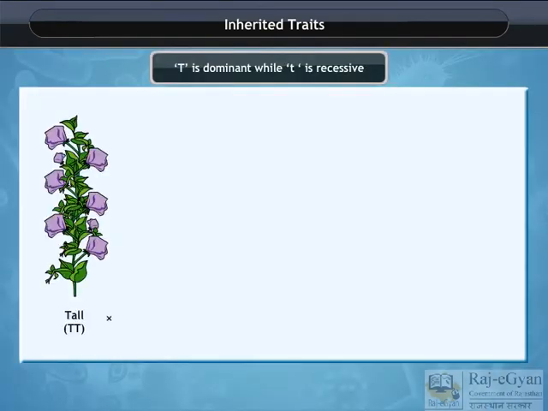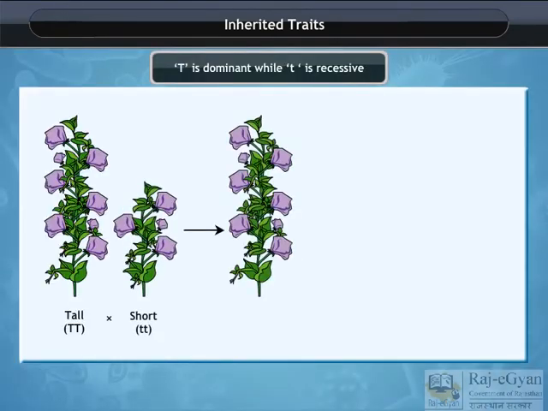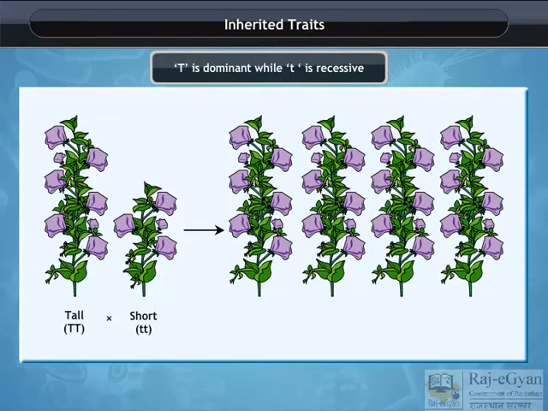Mendel took a tall plant and a short plant, produced progeny from them, and calculated the percentages of tall or short progeny. Capital TT are tall plants, and even capital T small t are tall, but small t are considered short plants. That is, even if one capital T is present, the plant will be tall. Capital T is dominant while small t is recessive.